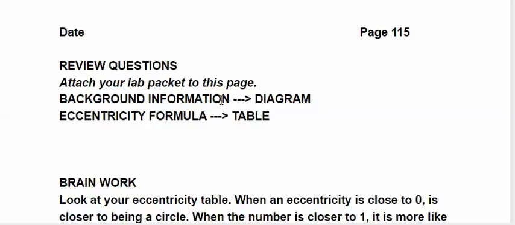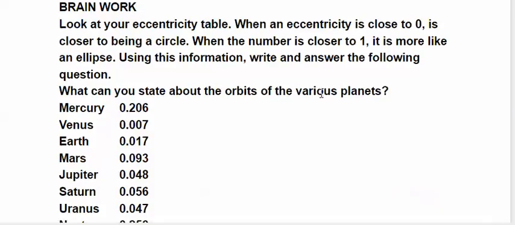Then you're going to go to your last page of that activity, and you're going to cut out the part that says eccentricity formula, all the way down to the bottom of the table. Again, you can glue and fold to make it fit. Then you're going to go to the brain work.